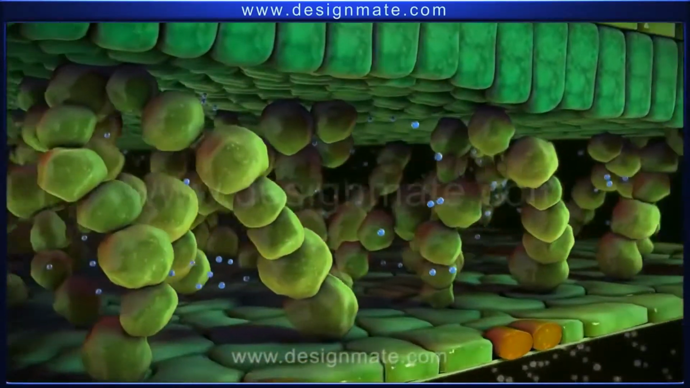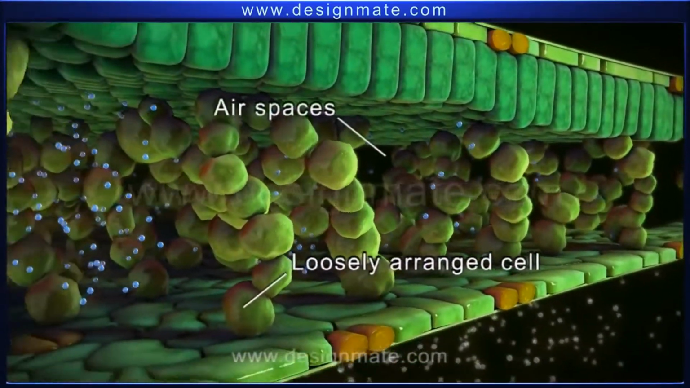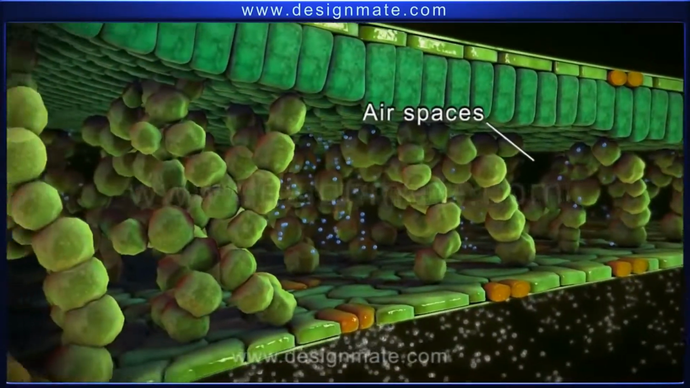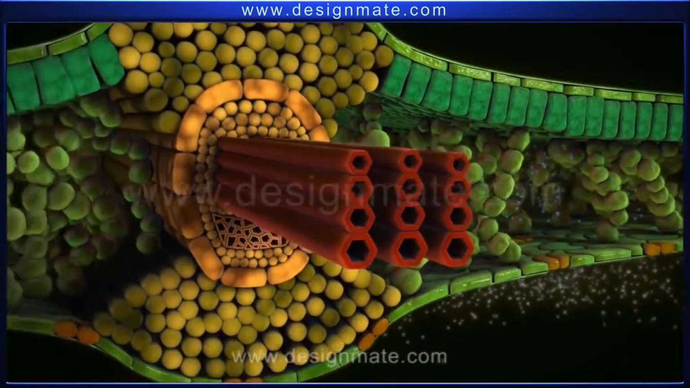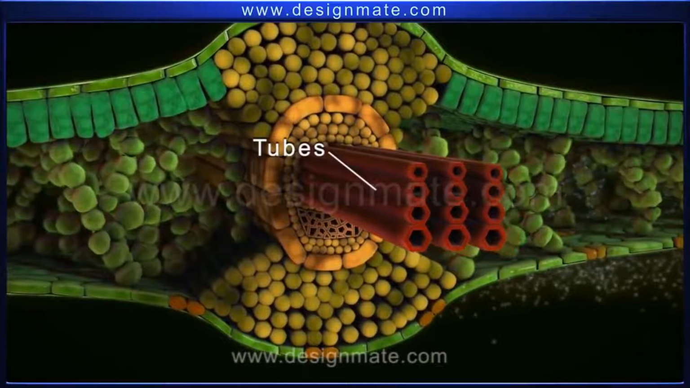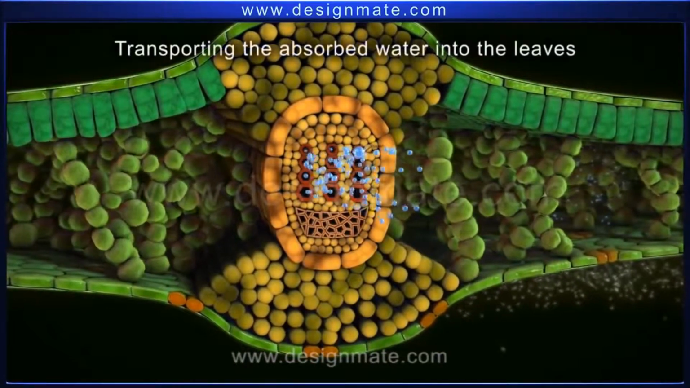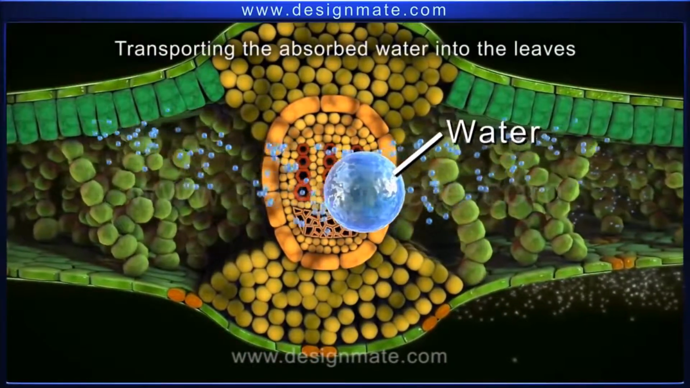The next layer has loosely arranged cells with large air spaces. This section also shows tubes specific for transporting the absorbed water into the leaves.